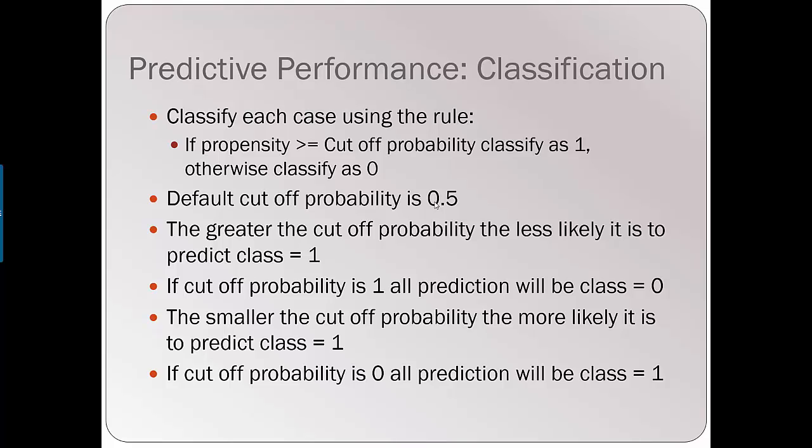So let's look at the extreme case. If the cutoff point is set at 1, that means no observation is going to be classified as an event. All predictions will be class equal to 0. And the reverse is the case. If you take the other extreme and set the cutoff probability at 0, then all predictions will be class equal to 1.